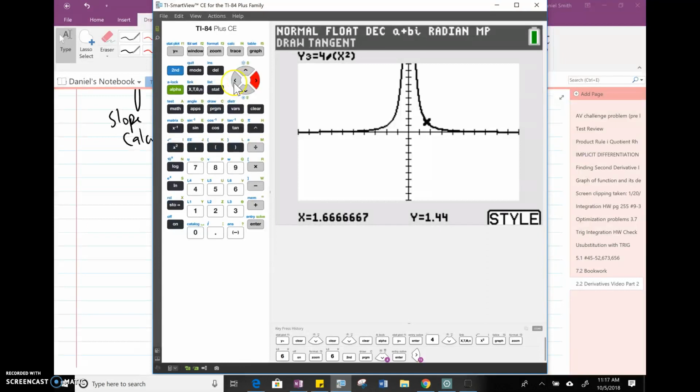Let's go when x is 2. So look, I'm going to click and drag until it gets to 2. Let's draw a tangent line right there.